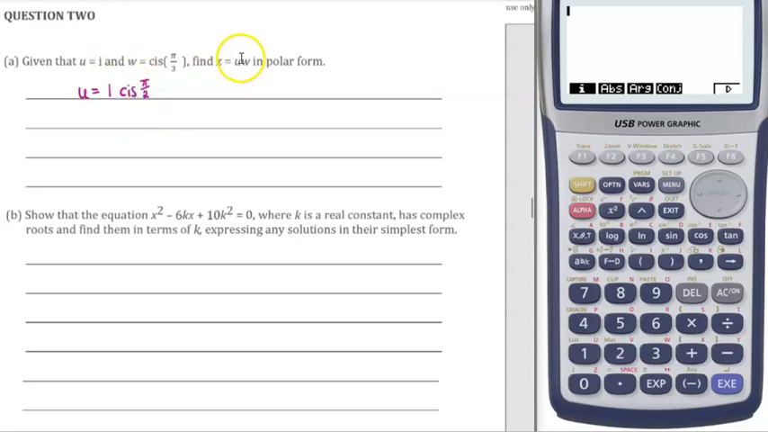Now, if we multiply two things together in polar form, then we will multiply the moduli and add the arguments. And that becomes cis 5 pi by 6.